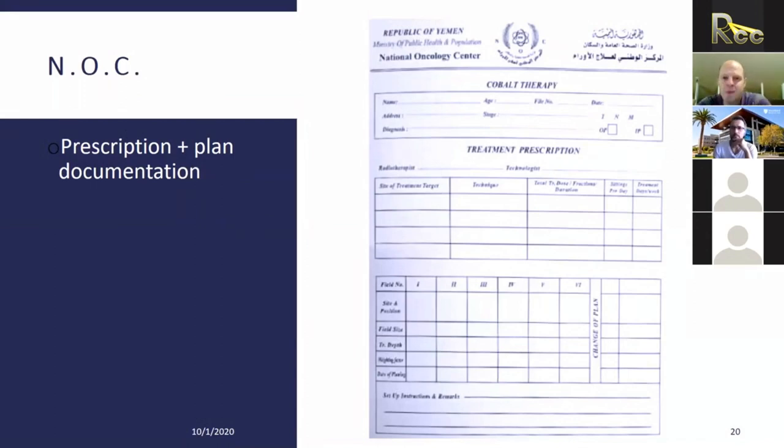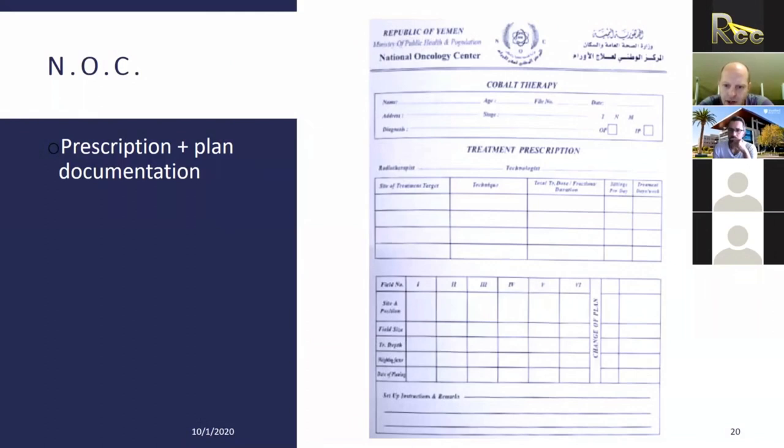We have a combination of the prescription and the plan documentation. So we have at the top the name and patient information, and then moving down the treatment prescription, we have the therapist and technologist names, and then the site of the treatment, the technique, total dose, total treatment dose, the fractionation, the duration. I think that's fractions per day, I'm assuming, and then treatment days and weeks. So kind of all the information there for fractionation and dose per fraction.